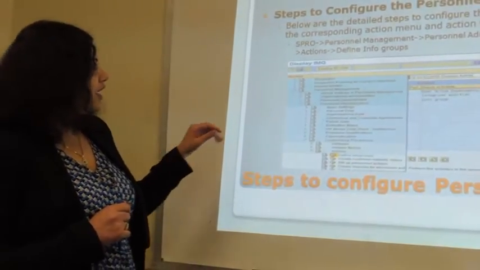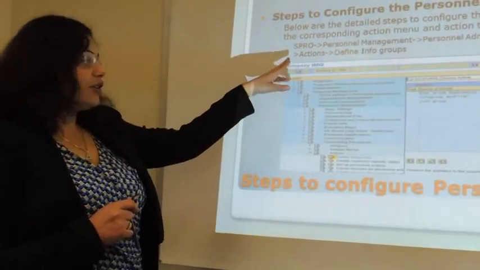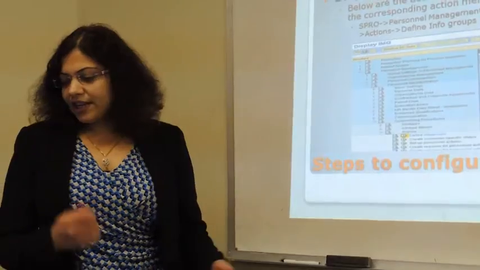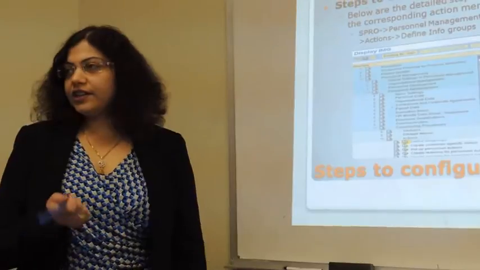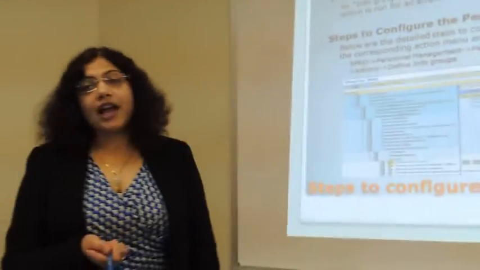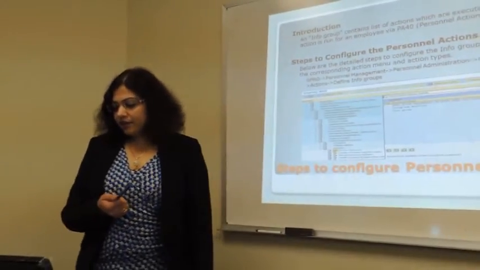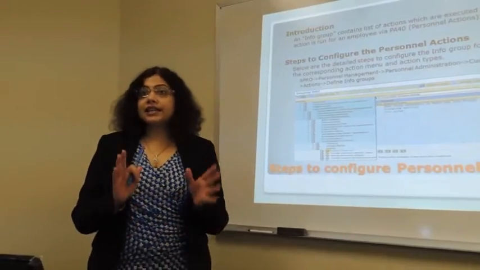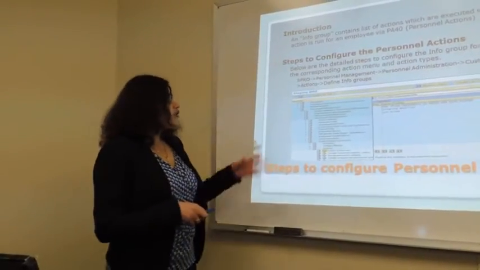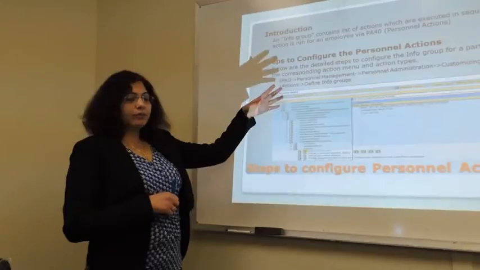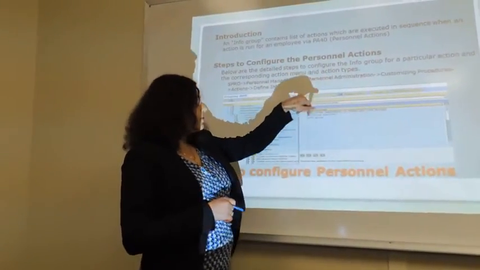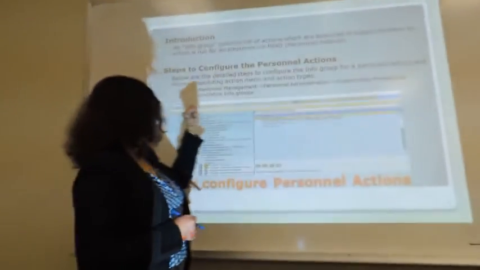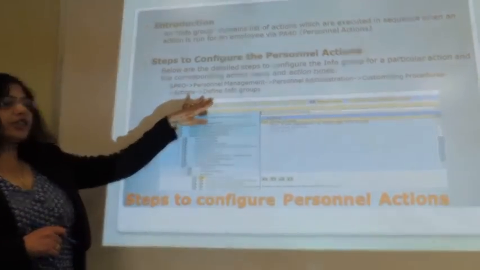For that we go to SPRO. SPRO stands for SAP Reference IMG. It is used to configure the settings as per the client's requirement by using the standard settings already present in the system. We go to the implementation guide, underneath we go to personnel management. From there we go to personnel administration, customizing procedures, actions, and there we first go to define info groups.